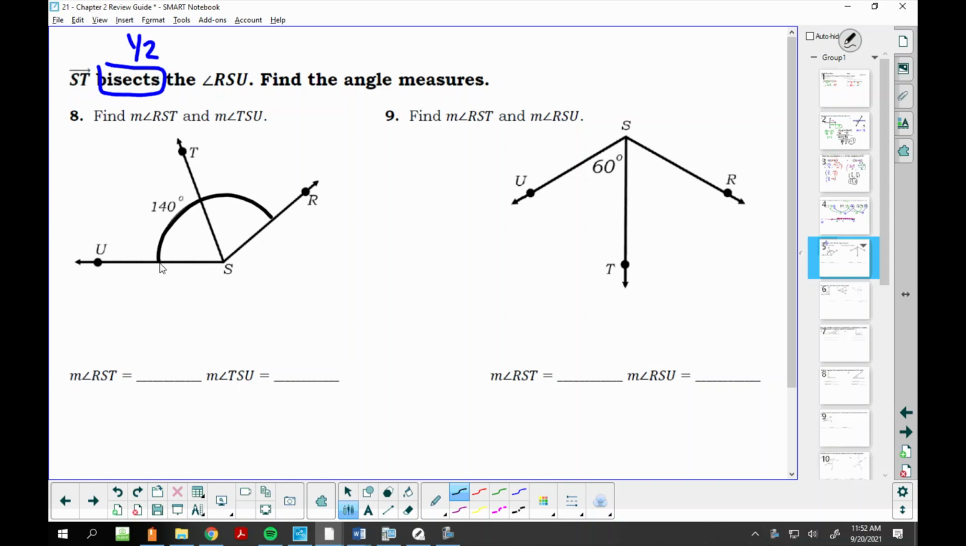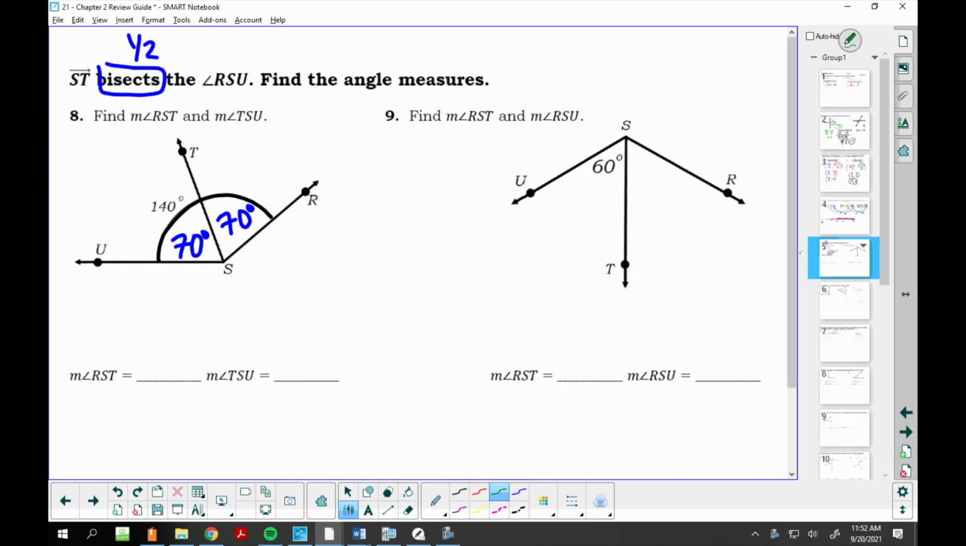What does this mean, the arc? They all equal 140. The whole angle is 140 degrees. Bisects means cut in half. So if the whole angle is 140, then how big is this half? 140 divided by 2 is 70. And if that half is 70, then the other half is 70. The only reason we knew that is because the angle was bisected. It was cut in half.